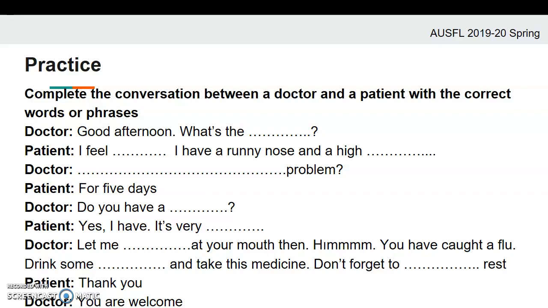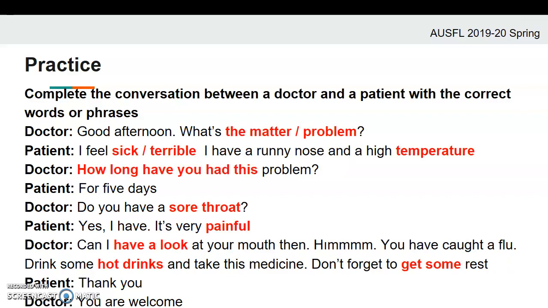Here we have another practice for you. Pause the video and complete the conversation between a doctor and a patient with the correct words or phrases. And please check your answers.